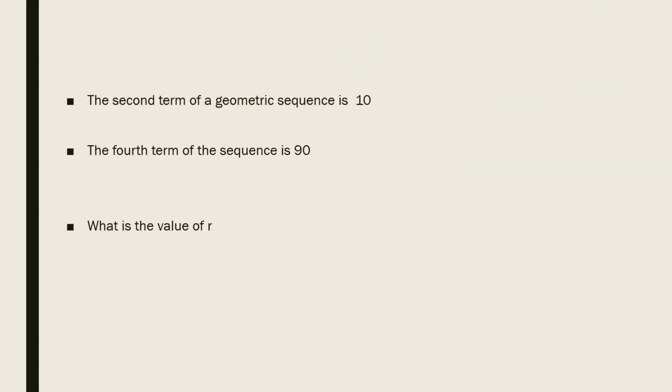Now, the second term of a geometric sequence is 10. The fourth term of the same sequence is 90. What is the value of r? Now, this is a very tricky question, and I'll let you know why in a few minutes. Now let's find the value of r.